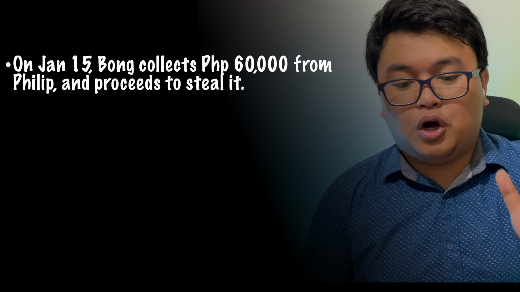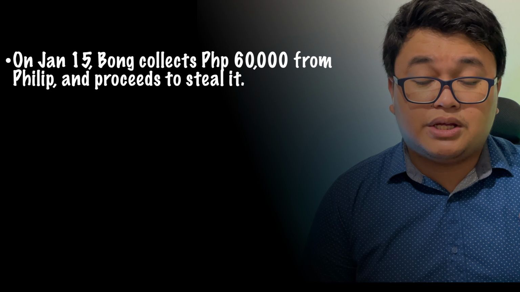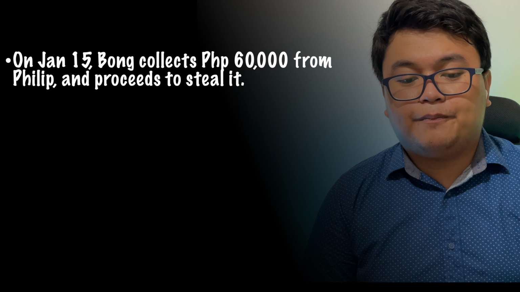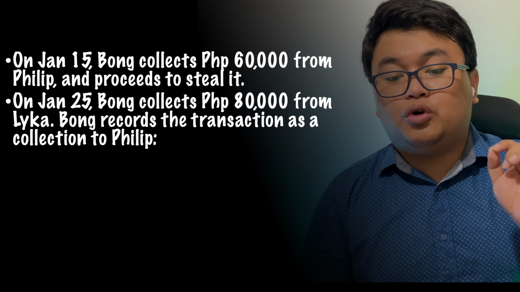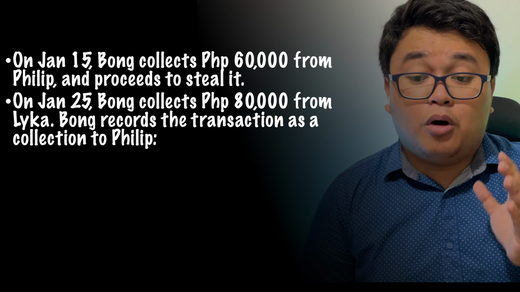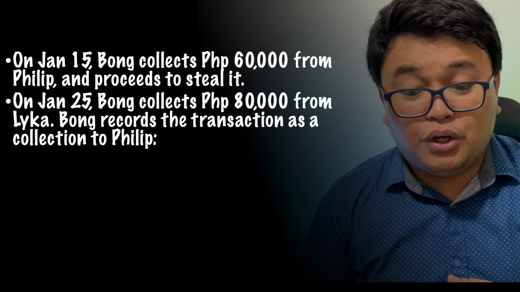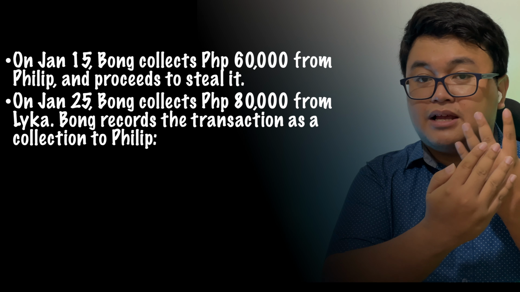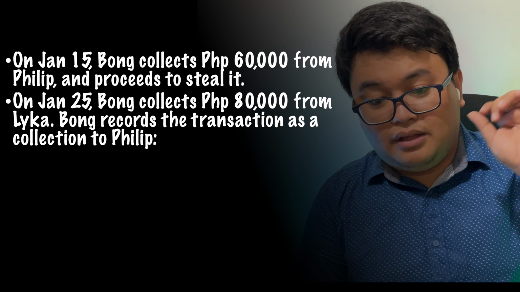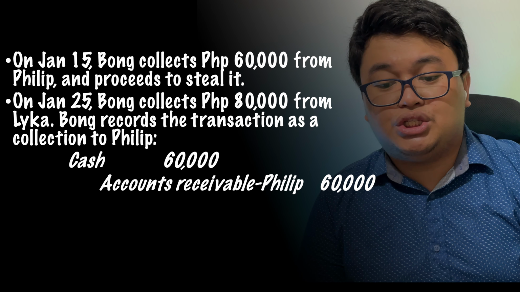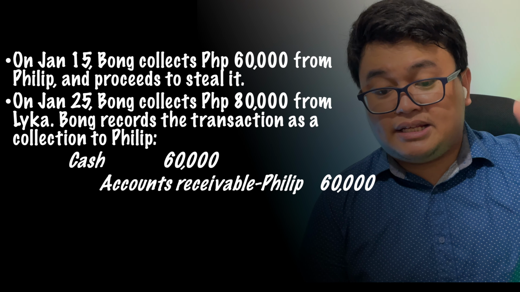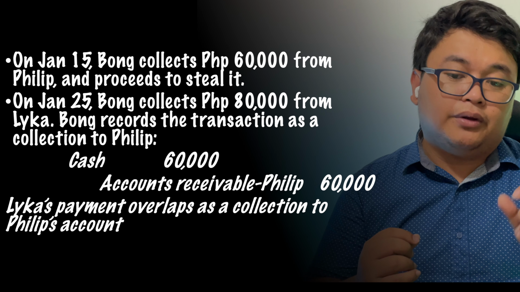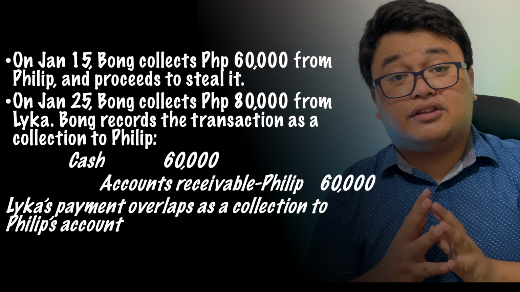Let's have an example. On January 15, Bong collects 60,000 from Philip and proceeds to steal it. So this collection was not recorded. But then on January 25, Bong collects 80,000 from Laika. Bong records the transaction as a collection from Philip instead of Laika. So Laika's collection overlapped Philip's account. So Bong will record a debit to cash and then a credit to accounts receivable, Philip. And then the next collection will be overlapped with Laika, and so on and so forth until there is a missing amount which stems from the January 15 transaction, right?